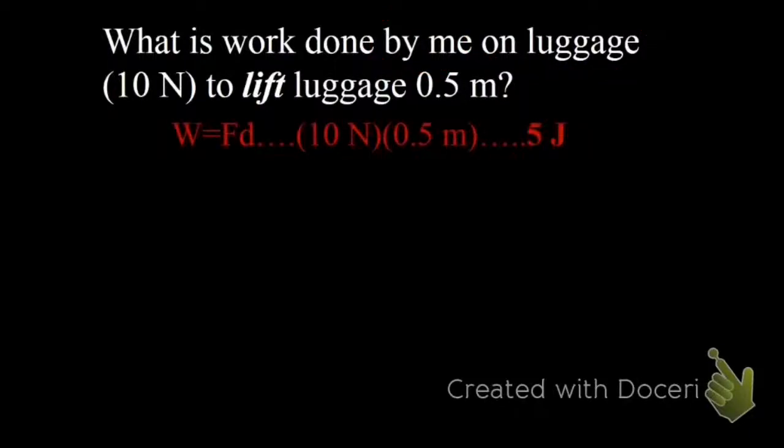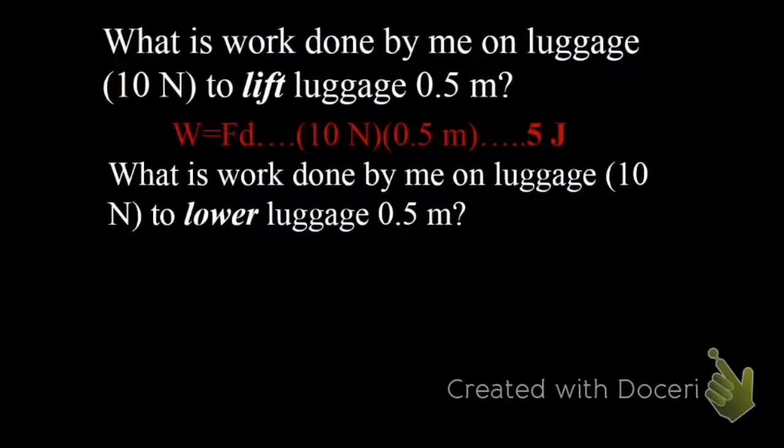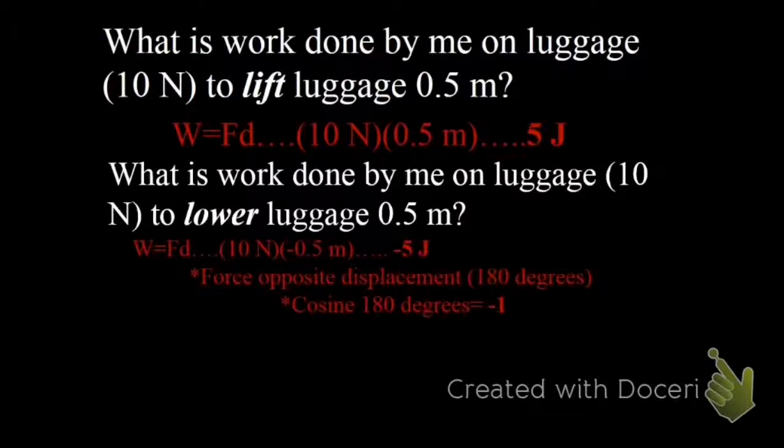So work is going to be force times displacement or distance, and we've got a 10 Newton force applied over 0.5 meters. That's going to be 5 joules of work. Now, what happens if I lower the luggage 0.5 meters? You'll notice that the main difference here is the direction of movement is in the opposite direction. So we have a negative work.